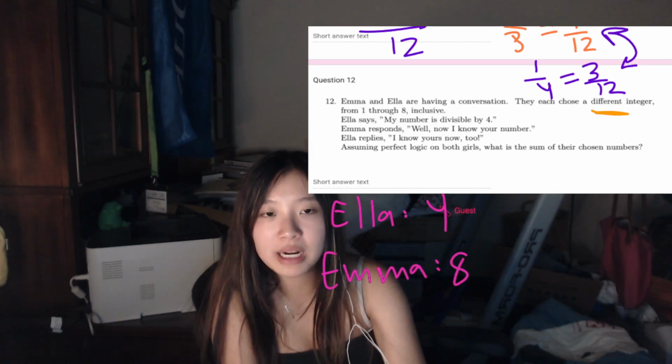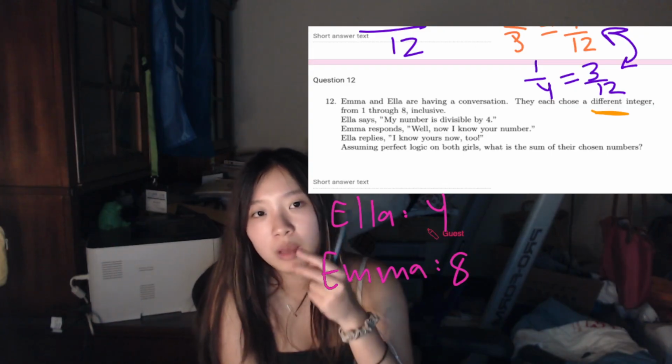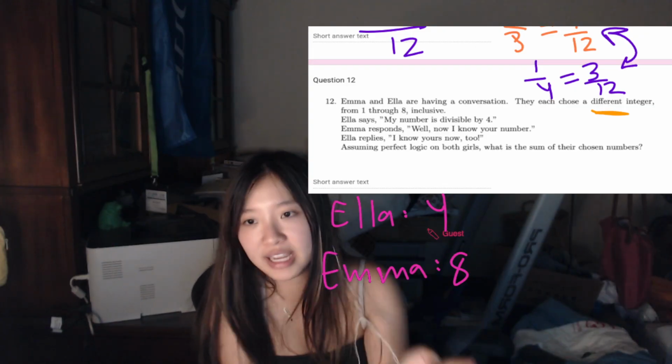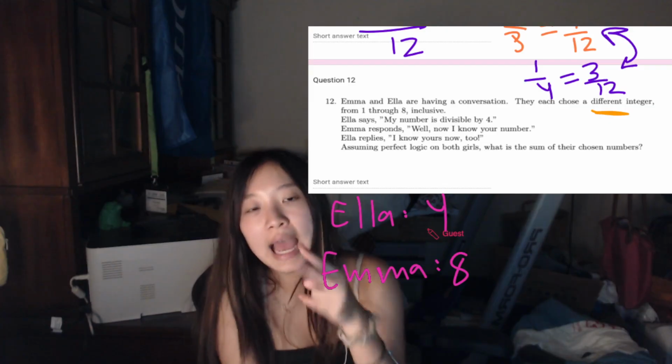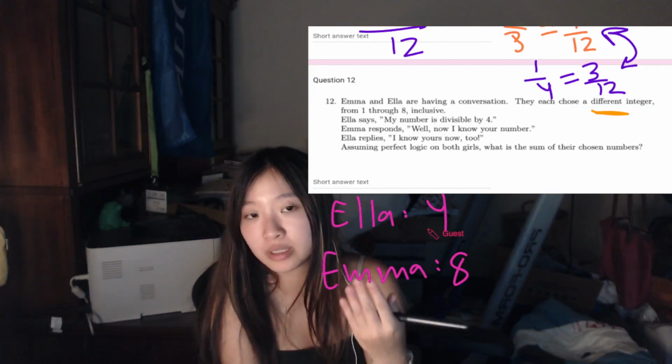Because once Ella says my number is divisible by 4, Emma knows the only numbers divisible by 4 between 1 and 8 are 4 and 8, and Emma has 8. So Ella must have chosen 4. And that logic is reversible, which is why Ella says, I know yours now too.